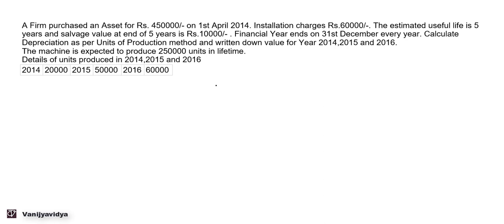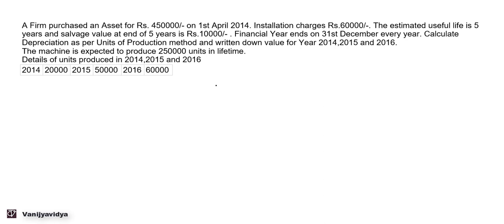Details of units produced in 2014, 15 and 16 is given. 2014, 20,000 units are produced. 2015, 50,000 units are produced. 2016, 60,000 units are produced. So we are given what is the total cost, then we are given what is the anticipated production of the units that the machine is expected to produce in its lifetime, and then we are given the details of units produced in each year, and accordingly we need to calculate what is the depreciation.